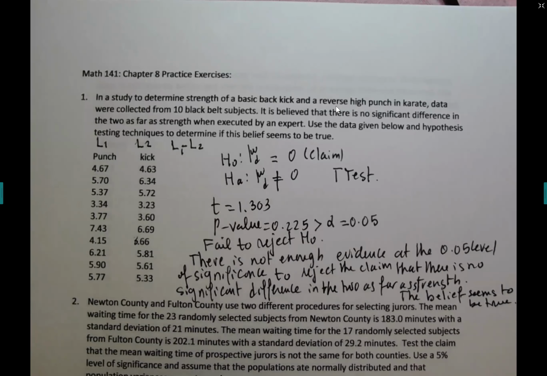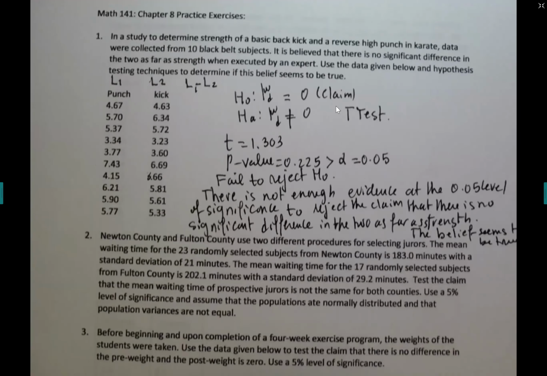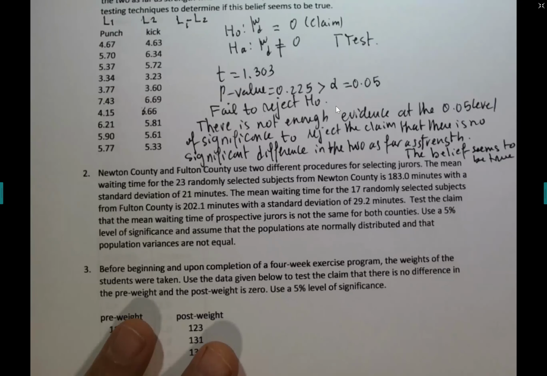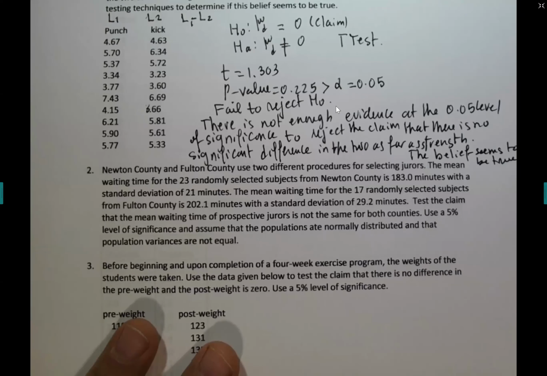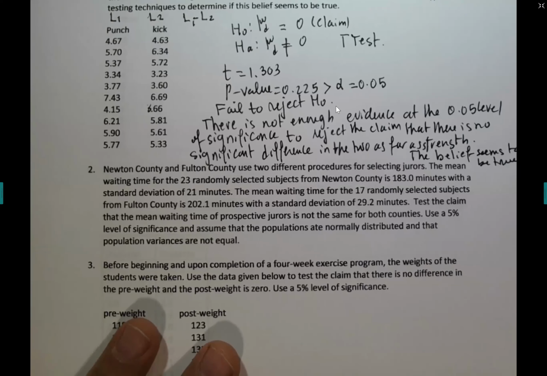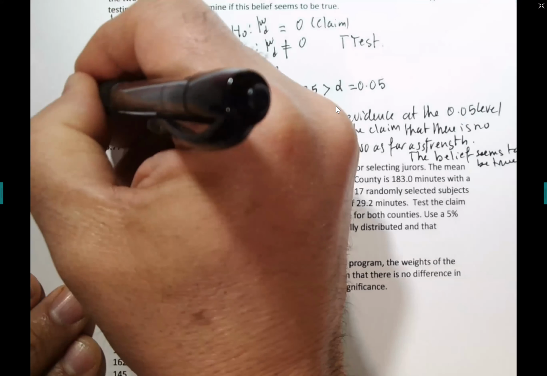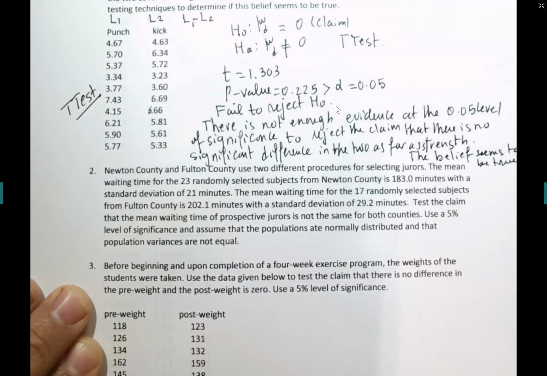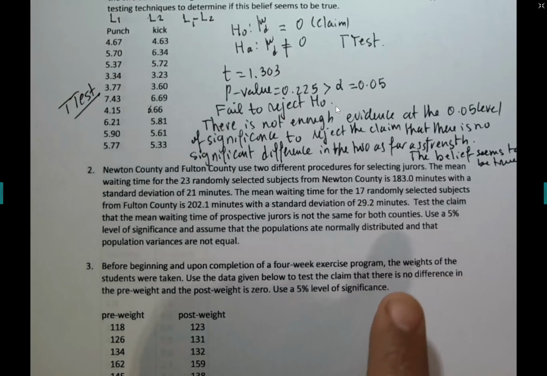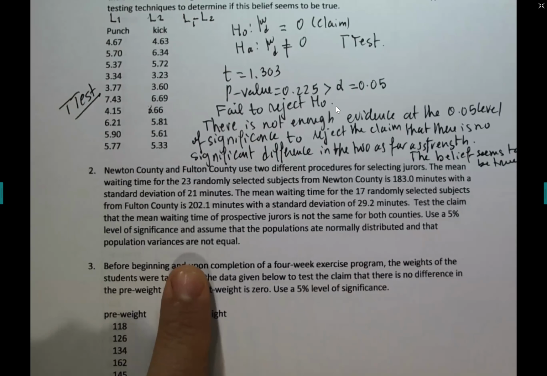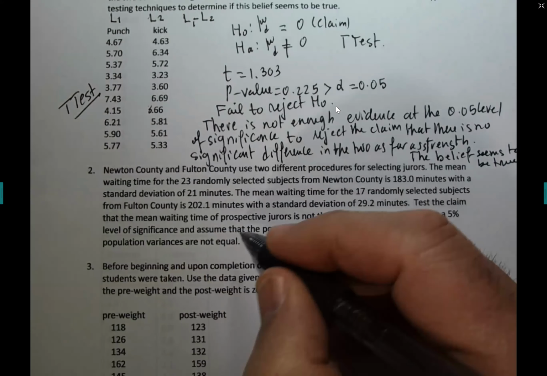All right, so that's number one. Number two. Let's see what this one is. So that's a t-test right here. Let's see what this one is. Look at the statement at the very end, guys. It says, and that population variances are not equal. That's a hint for you that this is a two-sample t-test, because pooled here is going to be a no.